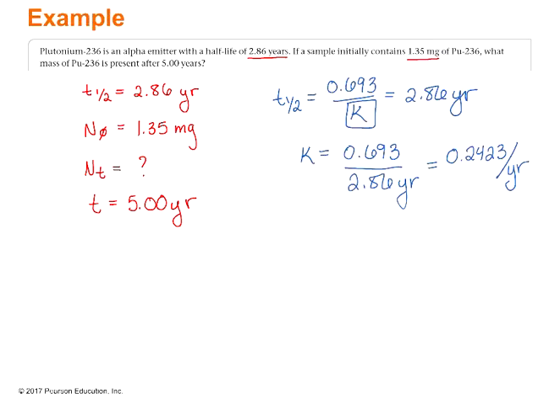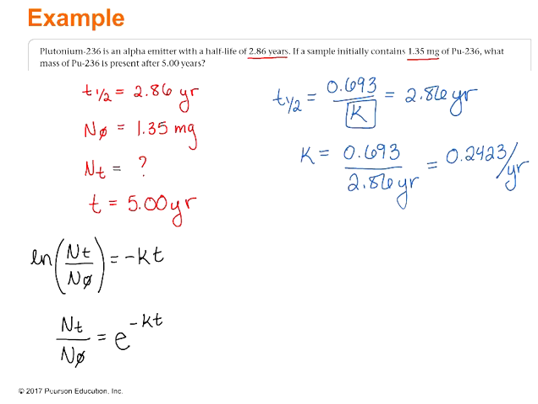All right, so we're starting out with the natural log of NT over N0, and that's equal to negative kt. So let's take the inverse natural log on both sides. So we'll end up with NT over N0 is equal to e to the negative kt. And then all we have to do is multiply both sides by N0, and we have our expression for NT.